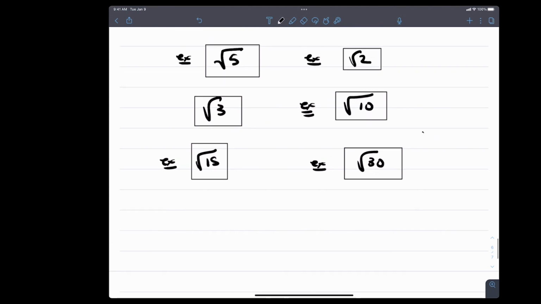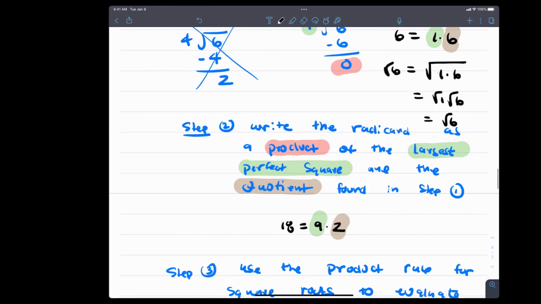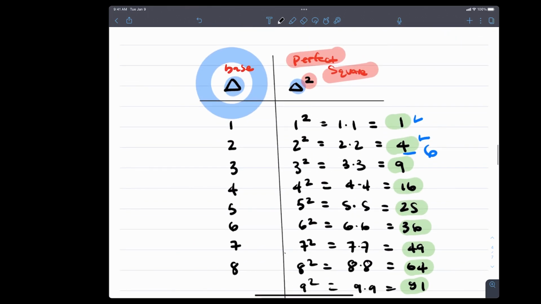So there's actually a lot of radicals that exist there that are already simplified. Every one of these has this property: when the largest perfect square that goes into a number is 1, if that's the largest, then it's already a simplified radical. Is that kind of interesting?